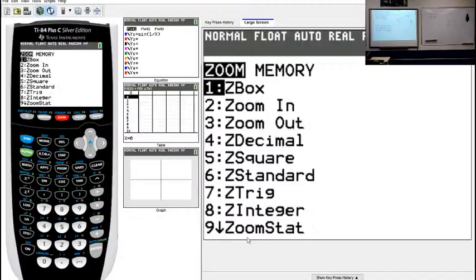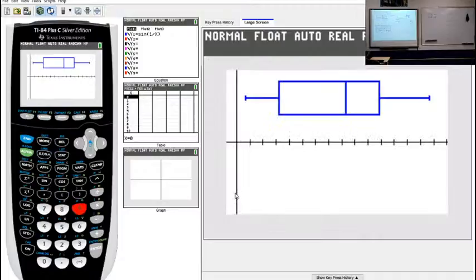Zoom 9 is zoom stat. So I'm going to go zoom, hit 9, and that should show you the box plot. You can also select the histogram, hit zoom 9, and it'll pop up a histogram for you. So if you got a bunch of data, put it in list 1, have it make a histogram. But it should have a scale.